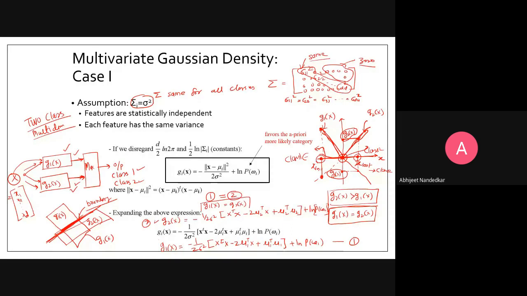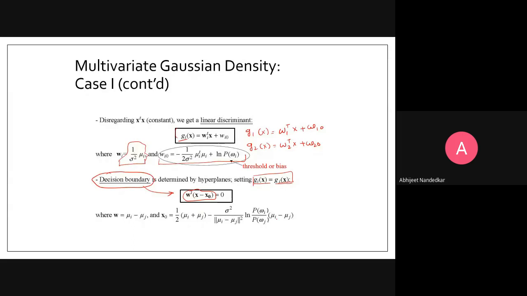Now if I say equation number 1 is equal to equation number 2, that means G1(x) is equal to G2(x). If I solve this and simplify it, you try this at home, try to bring that simplification into this form: W transpose (x minus x0), where W is given by this equation. So this will be mu1 minus mu2, right? And x0 is given by this quantity. So this will be mu1, mu2, then mu1 minus mu2, like this.